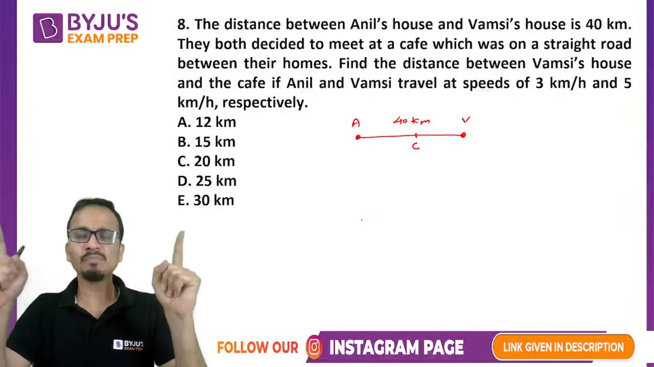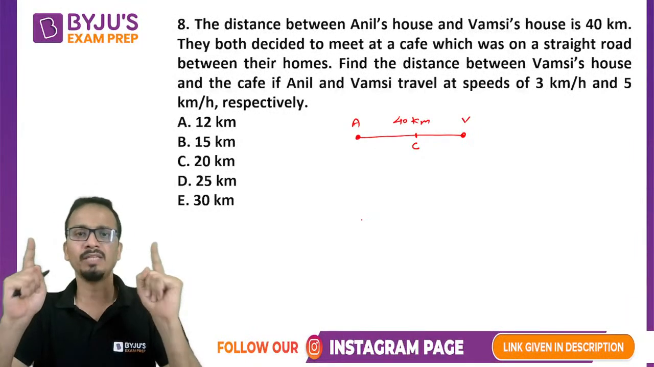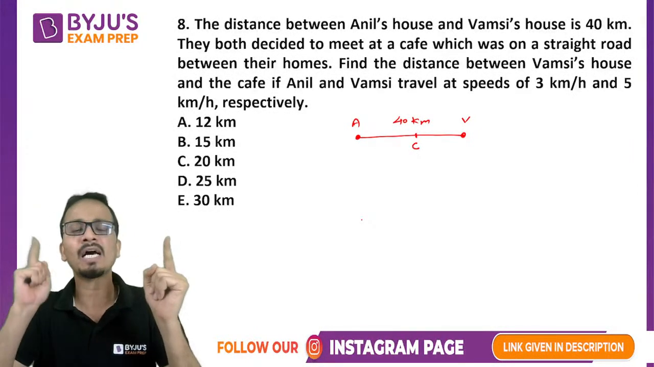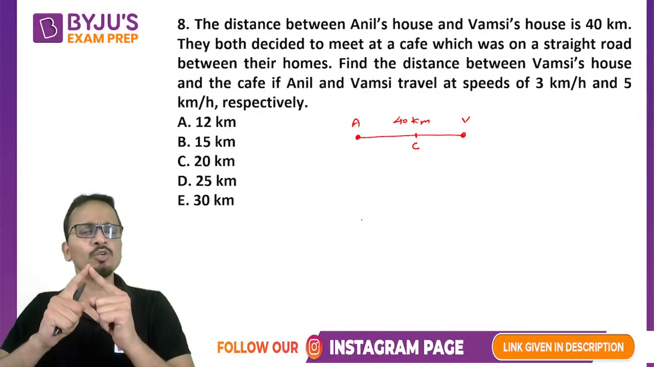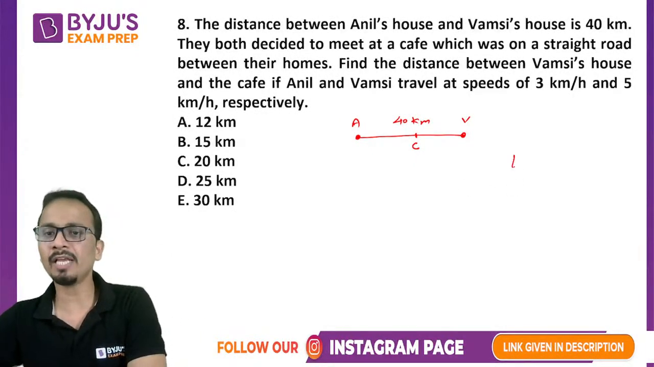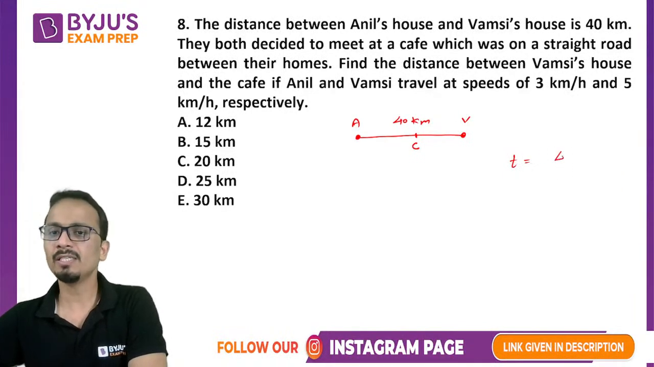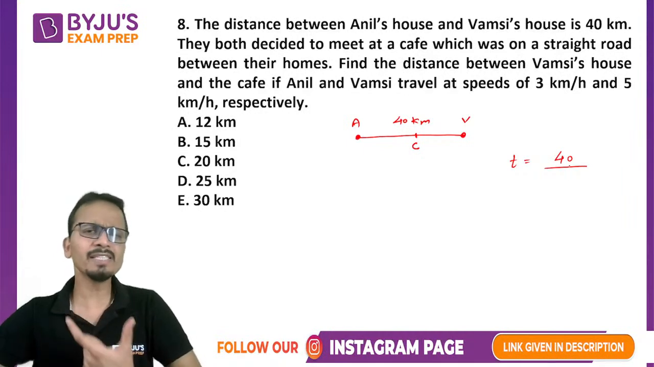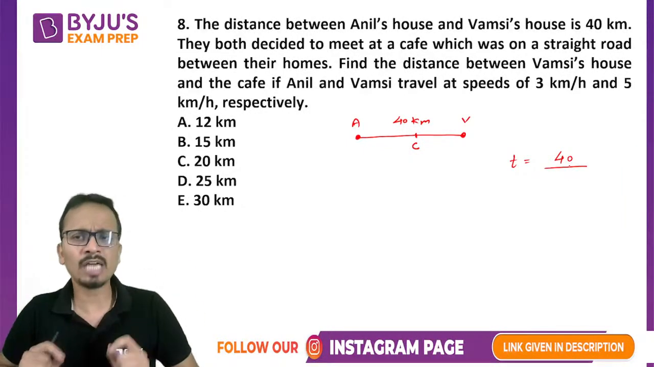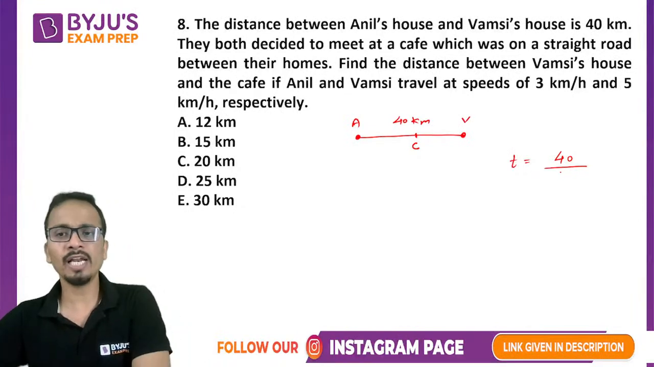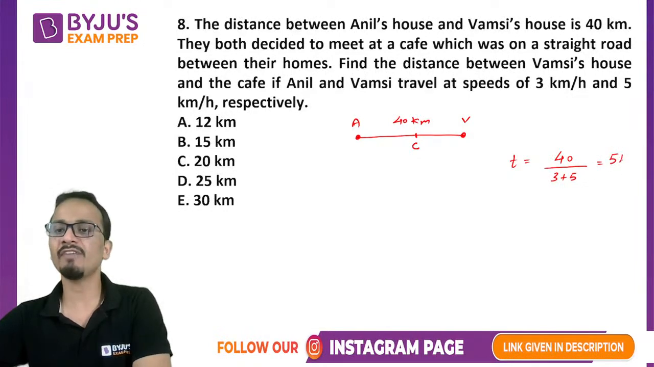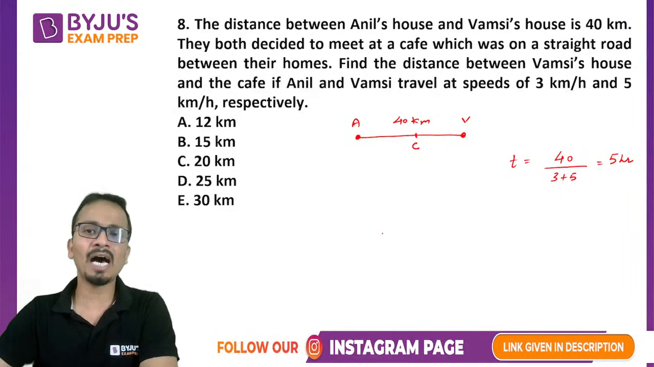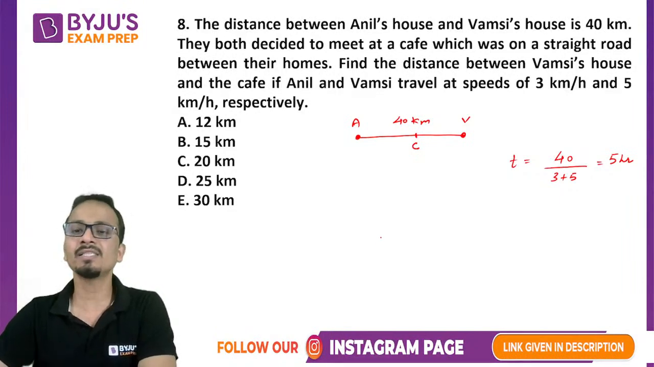Now, Anil and Vamsi, they are 40 kilometers apart. They started at the speeds of 3 km per hour and 5 km per hour, and they are moving towards each other. So first of all, the time taken by them to meet will be the distance divided by the relative speed. Since they are traveling towards each other, in opposite directions, the relative speed will be the sum of the speeds, that is 3 plus 5, 8. So 40 divided by 8 will be 5 hours. So the time taken by Anil and Vamsi to meet is 5 hours.